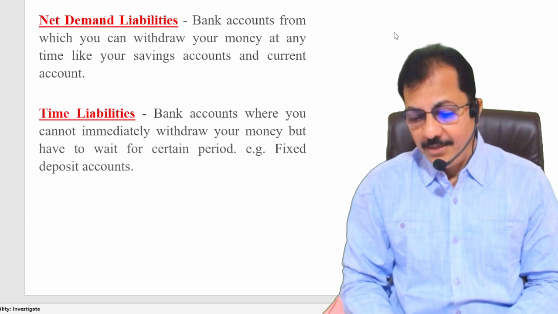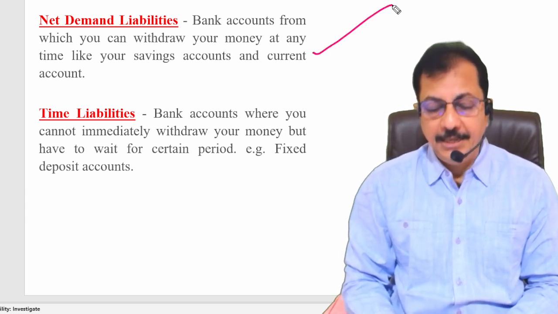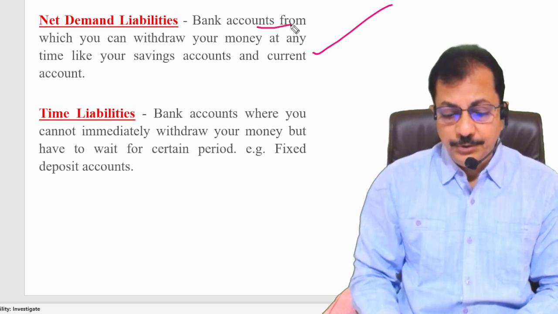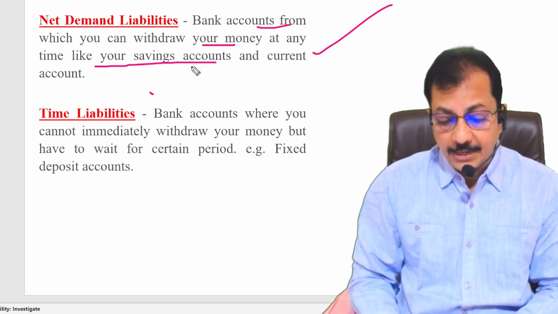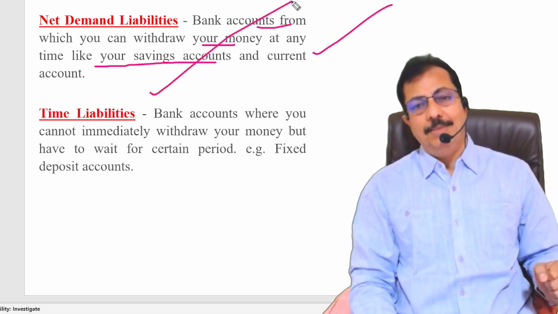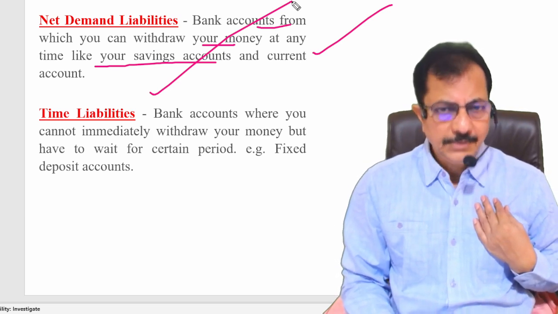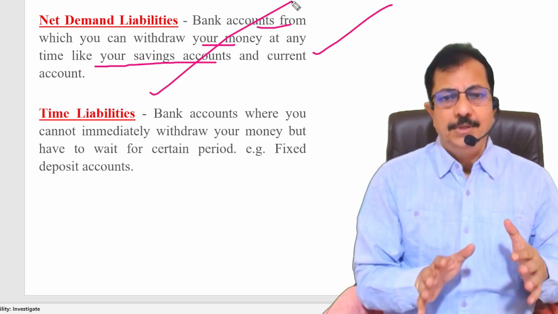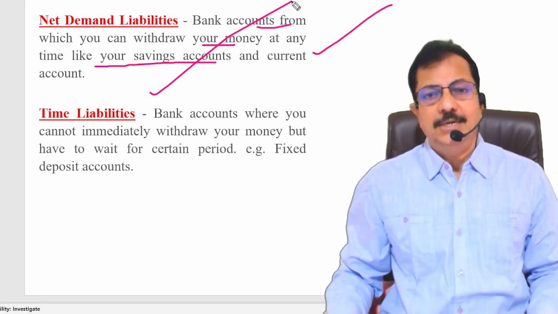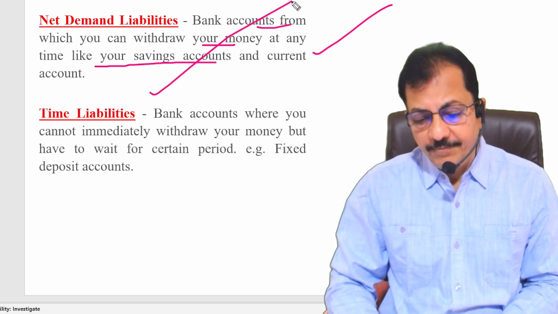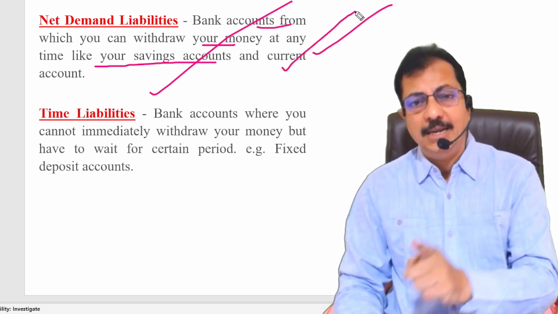Is that okay? And with which one are you very comfortable? Net demand liability: bank accounts from which you can withdraw your money at any time, like your savings account and current account. Even from a current account we can withdraw. If you are in a business, your account is called a current account. If it is personal, that is called a savings account, and from both accounts you can withdraw at any time. That is called a net demand liability.